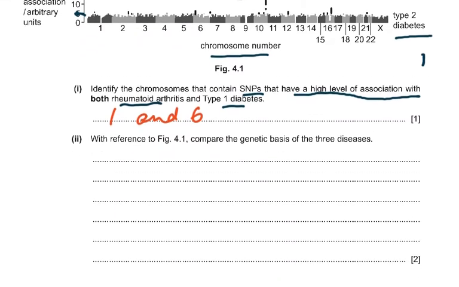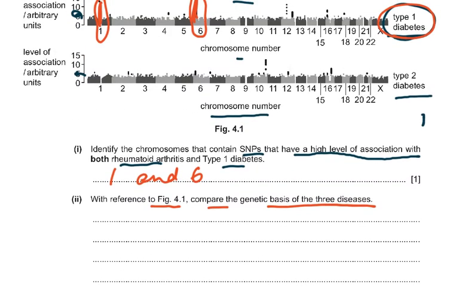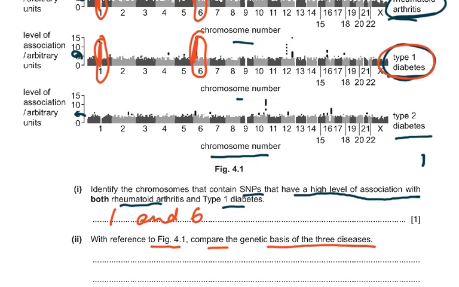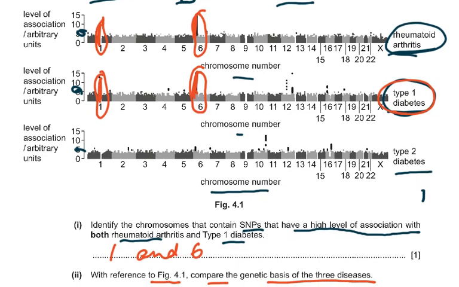As we go ahead, it says, with reference to figure 4.1, compare the genetic basis of the 3 diseases. And that is for 2 marks. So the genetic basis of the 3 diseases. Now let's look at this figure again, because it says reference to figure 4.1. So let's go through this again, and then we will discuss this.